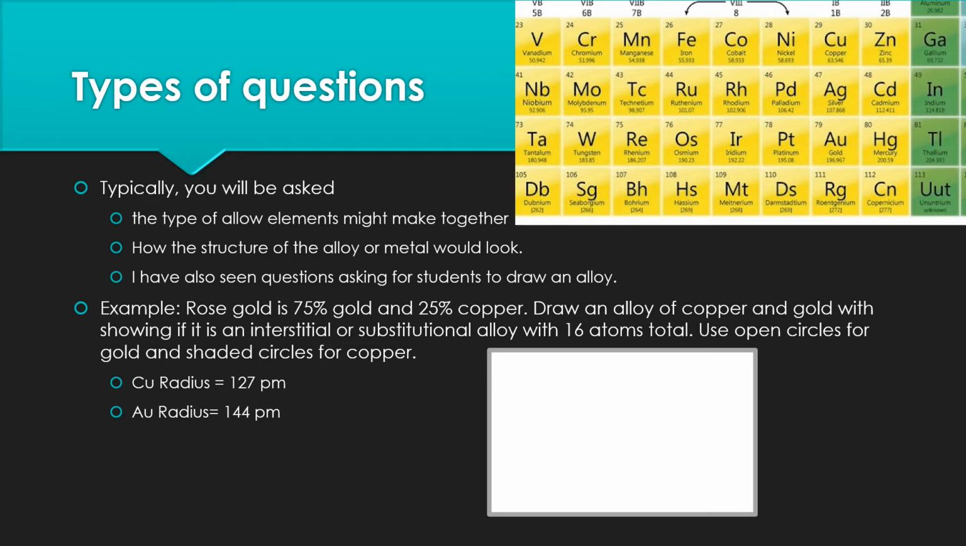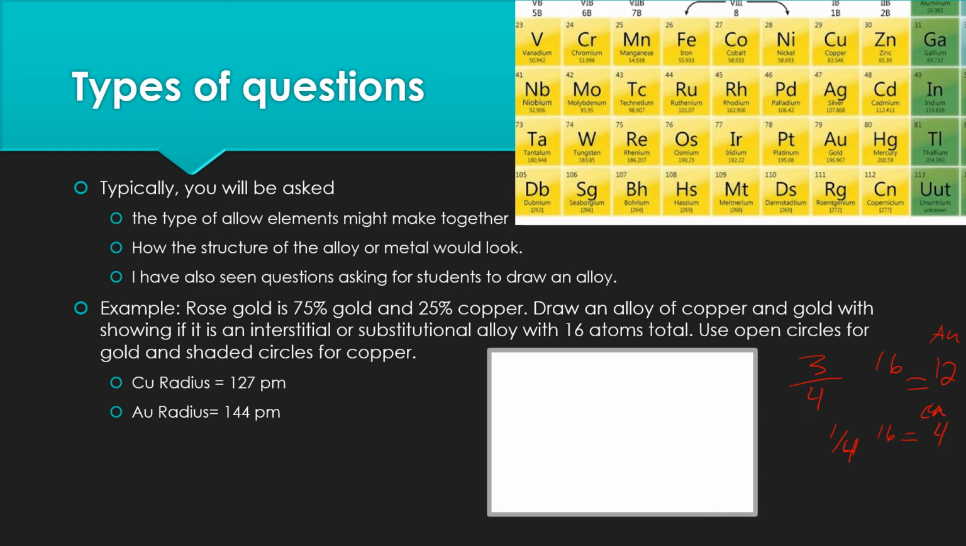So we know we want 75% to be gold and we want 25% to be copper. So I'm going to just start with how many atoms each that is. 75% or 3/4 of 16 is going to give us 12 atoms, and then the other quarter of the 16 is going to give us another 4 atoms. Okay, so we want 12 atoms of gold and 4 atoms of copper. So that's our first little decision there.